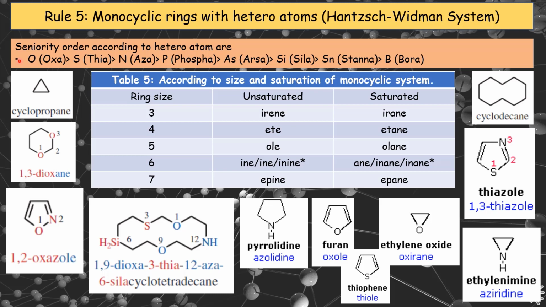I am going to give some examples. It will be easy to identify that. So let's take this ring. It is a monocyclic ring with multiple heteroatoms present. So what are the heteroatoms? We can see oxygen, sulfur, silicon and nitrogen.